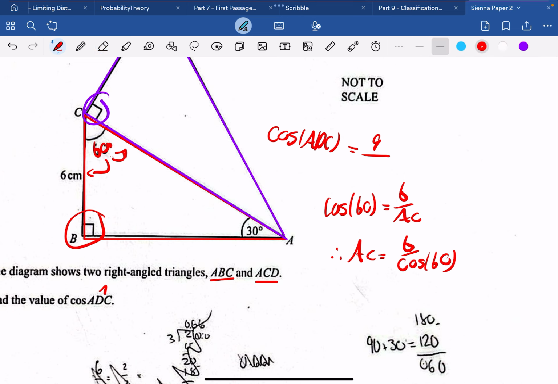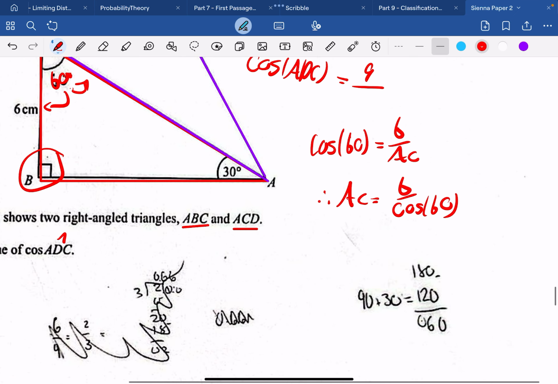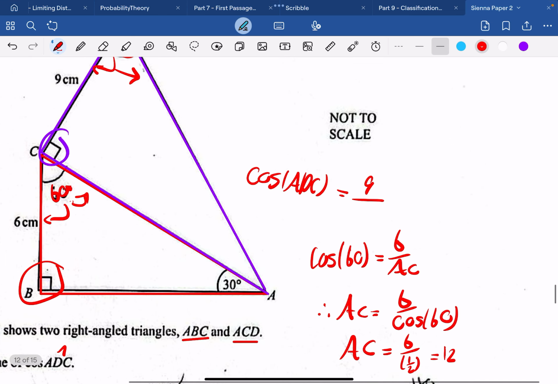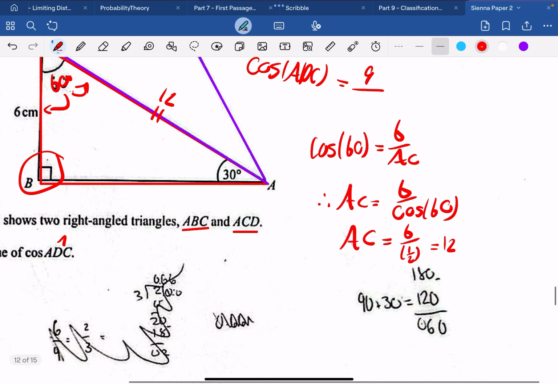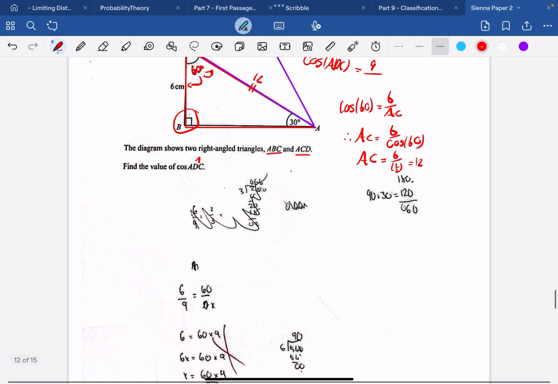Cos of 60 is a value that you should know, it's called a special angle. Cos of 60 we know is, I promise you I know, I'm just trying to remember my special angles. Cos of 60 is a half, right? So therefore AC is equal to 6 divided by a half, which is 12. So we know this length is 12. And now we're nearly done.